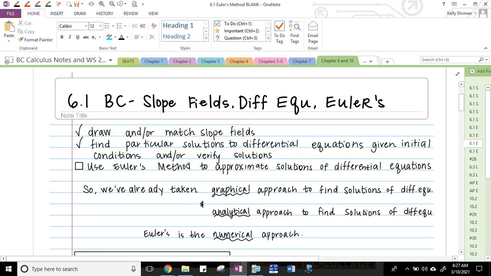So today we're going to talk about Euler's method. This is pronounced Euler's, not Euler's.